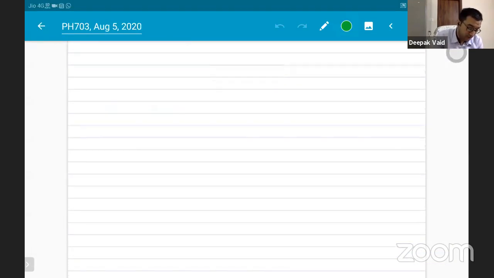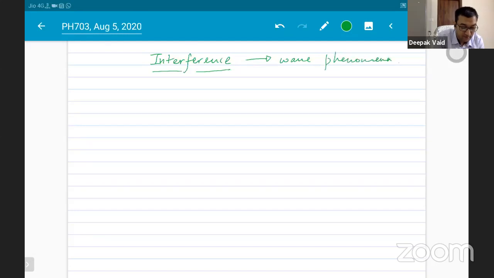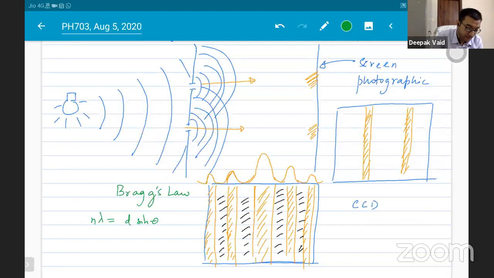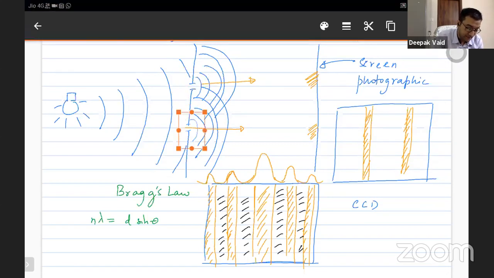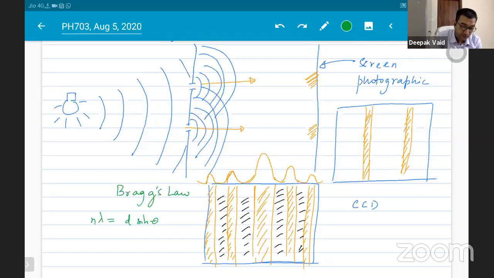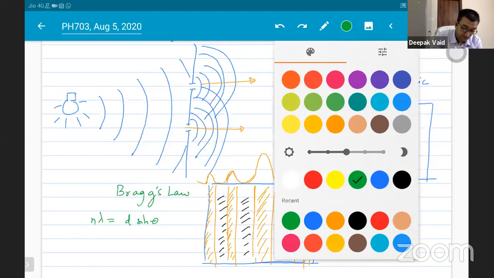So what is going on here is a phenomenon which is known as interference. Okay, and interference is a signature of wave mechanics. It's a signature of wave phenomenon. Right. So what is happening is that waves are coming out from these two openings in the barrier. There are two openings, right? There's this one and there's this one.